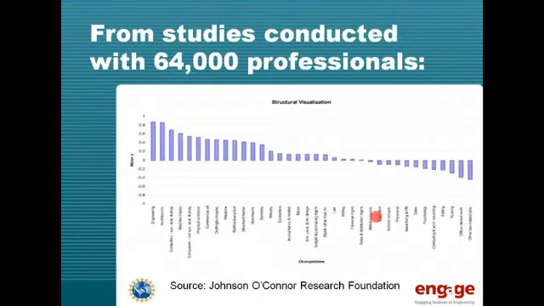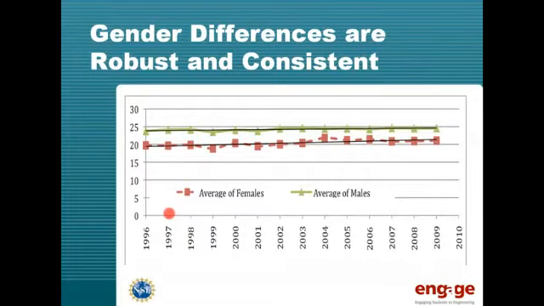And from studies conducted by the Johnson O'Connor Research Foundation, they tested 64,000 professionals who were out there working in the field, and they found that the engineers here are at the left end here, along with the architects right next to them. But the engineers and architects need to have the best developed spatial skills compared to all these other occupations. And most of the things on the left end here are all within the STEM disciplines.